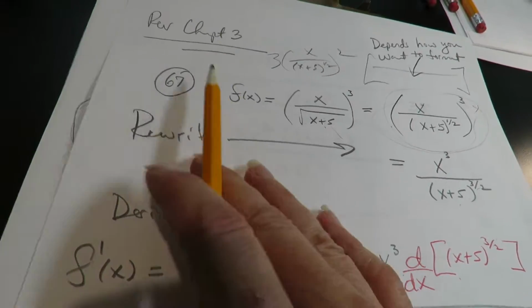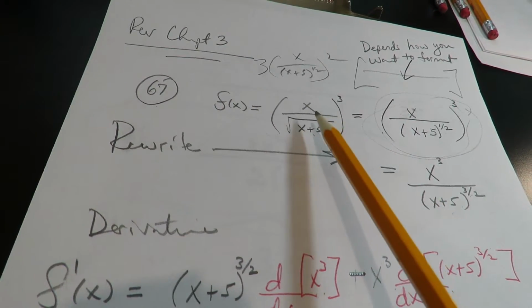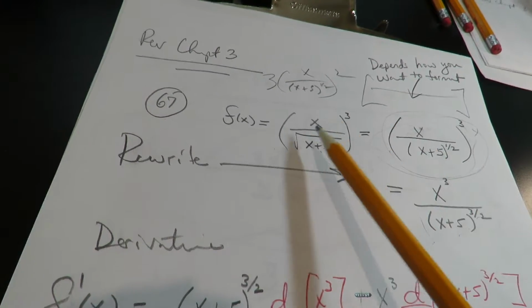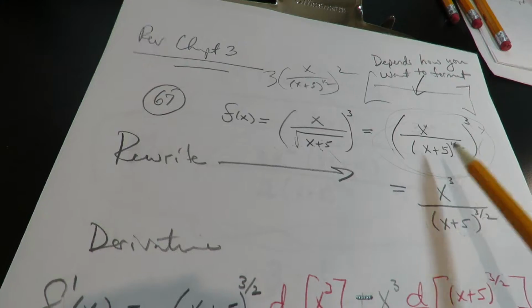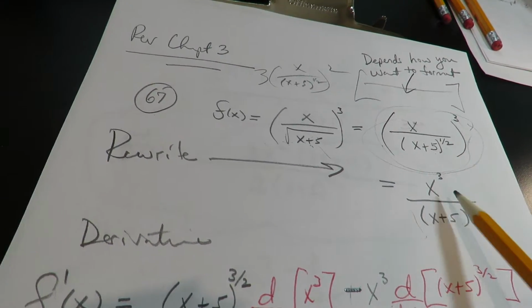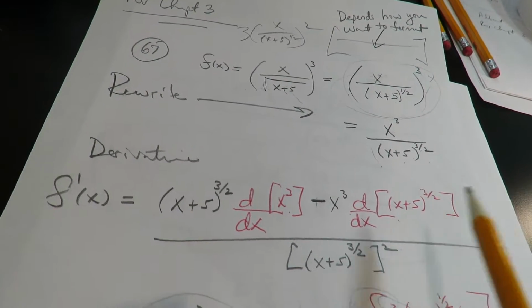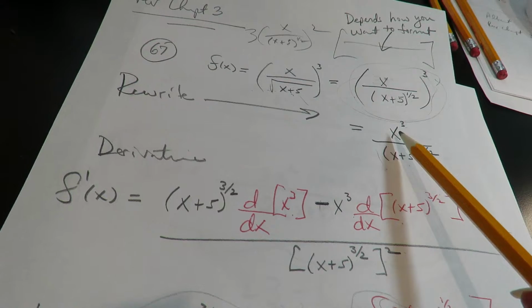So I started by saying that for number 67, I reformatted it to this, okay? You can rewrite a radical x plus 5 to the 1/2. Then I put the 3 into both sides, so it became in the denominator 3/2. And then I choose to use the quotient rule, right? This is going to be the quotient rule.